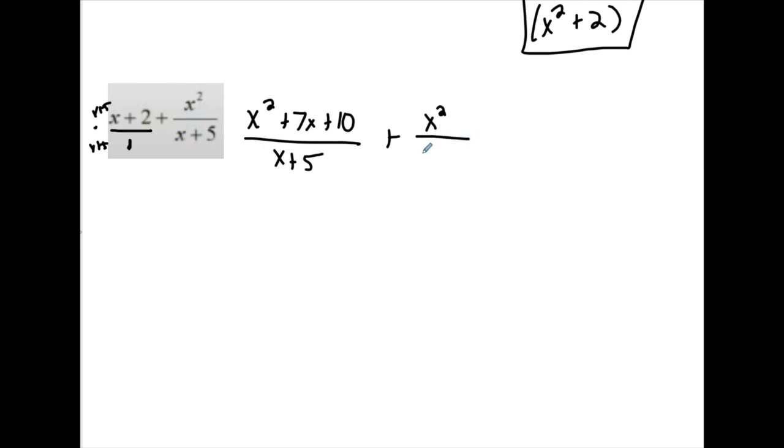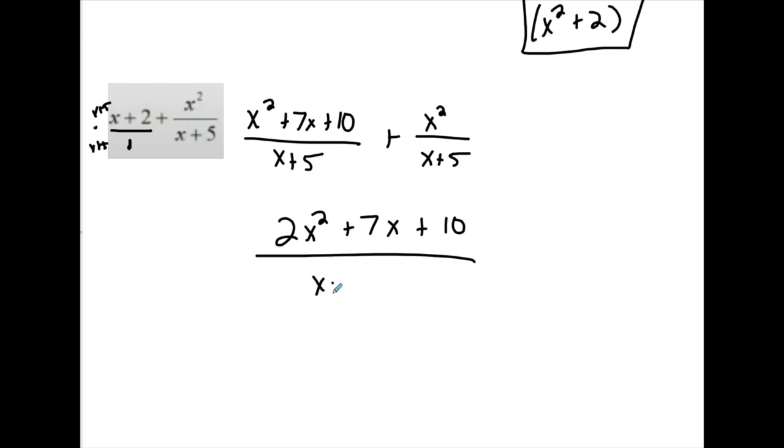Okay. This one's tricky, but what it might help you to notice is that this one is actually over 1. So this one needs to get multiplied by x plus 5 over x plus 5, because then they'll both be the same. So when I multiply this and I expand that out, I get x squared plus 7x plus 10 over x plus 5 plus x squared over x plus 5. So I get 2x squared plus 7x plus 10 over x plus 5.